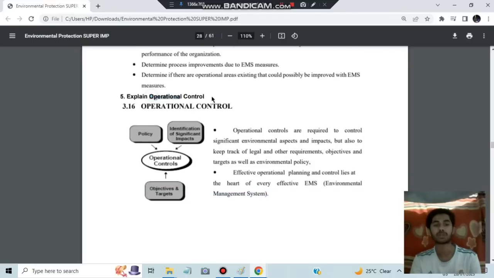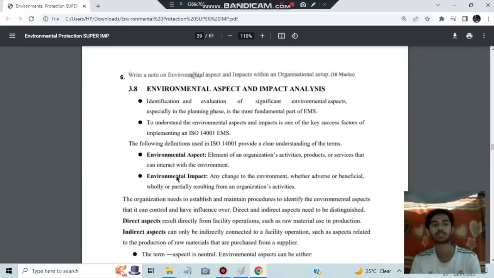Explain the operational control. The next question. Operational control means you have something to control and you are making some plans and keeping track of things and controlling it. That is called operational control. Okay, effective operational control and planning lies at the heart of every effective EMS, environment management system. You have to control something and make it better. Three things are there: policy, identification of significant impacts, and objectives and targets. Okay, that forms the operational control.